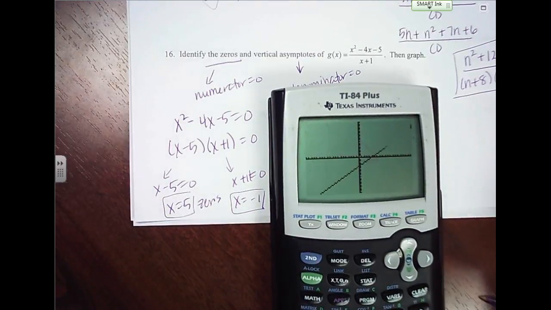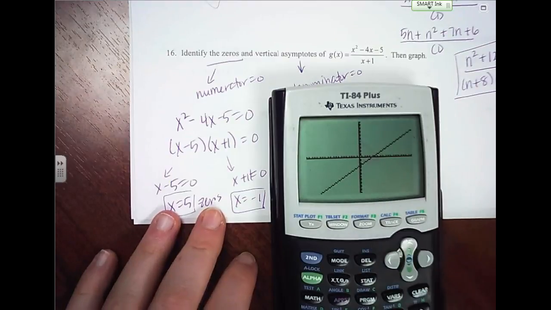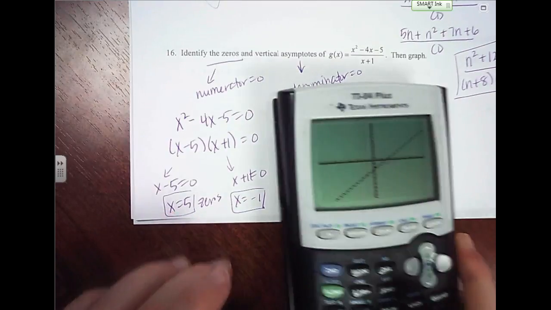So it's multiple choice, so you should be able to see what happens. This one is just a straight line. Some of them are straight lines, some of them aren't. But you should be able to determine which one it is looking at your multiple choice answers.